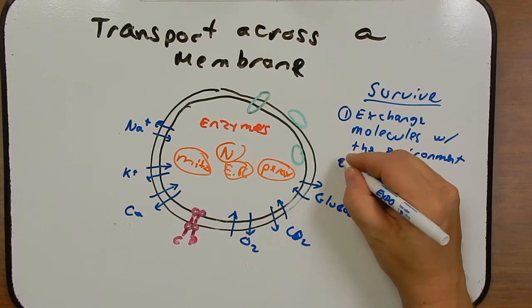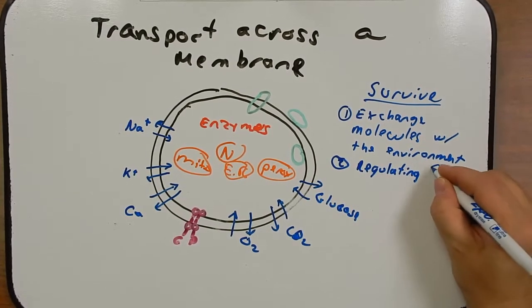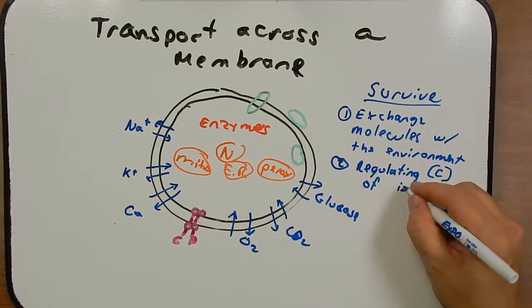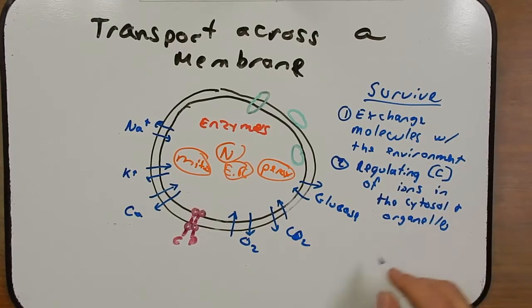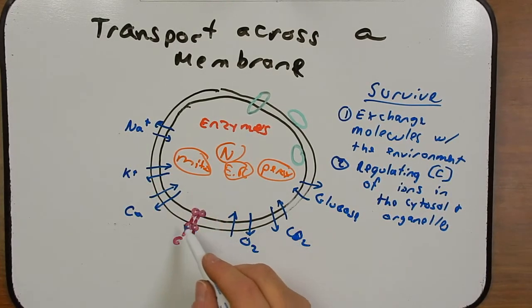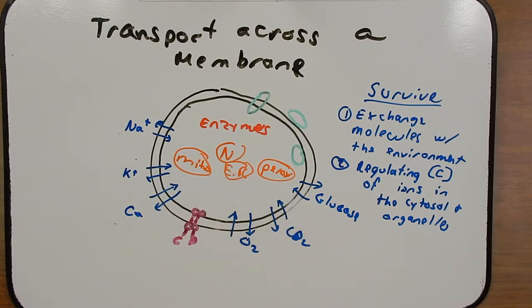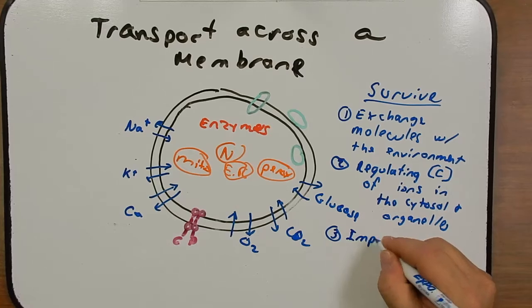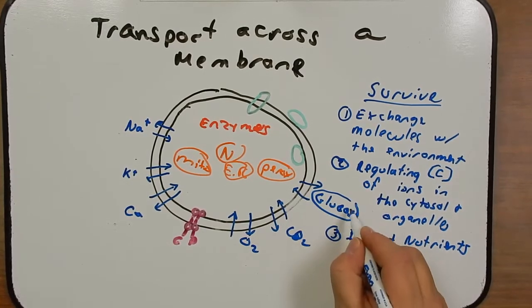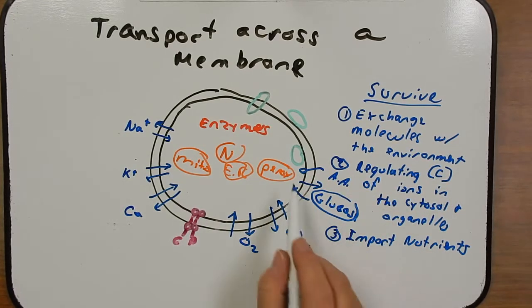So that goes hand in hand with this second one, and that's regulating the concentration of ions in the cytosol and organelles. So proper concentration of these ions has to be maintained on the outside of the cell, in the cytosol, and within these various organelles. The next one here is import nutrients. And I already wrote that here with glucose, but it could also be amino acids that have to move into the cell. So there has to be a mechanism to bring in nutrients into the cell.